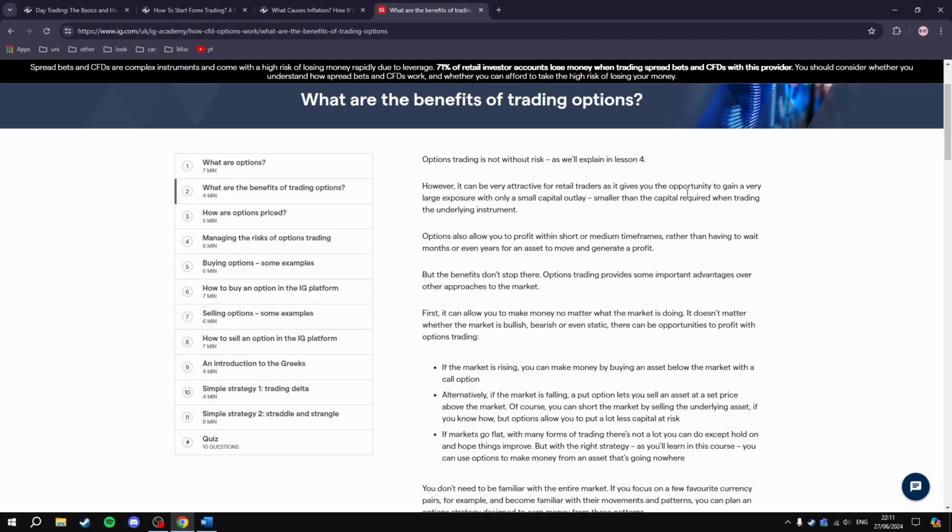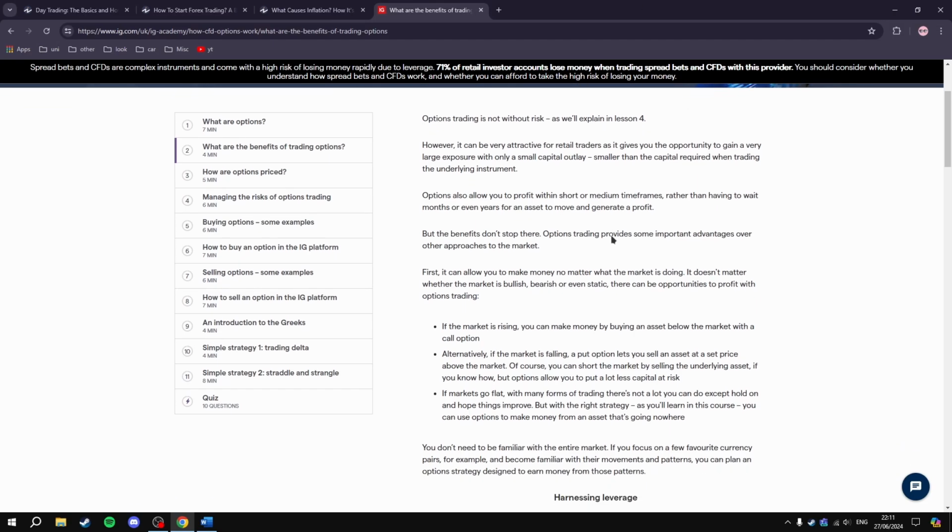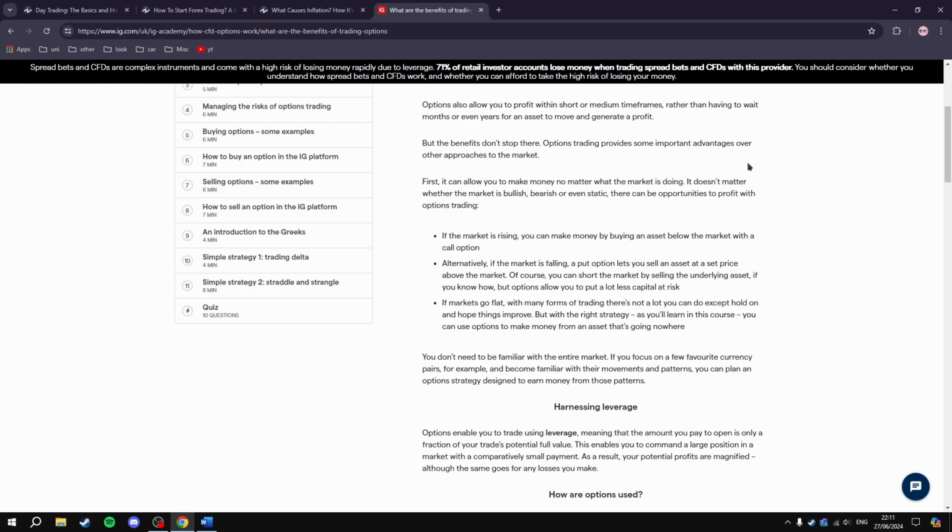But the benefits don't stop there. Options trading provides some important advantages over other approaches to the market. First, it can allow you to make money no matter what the market is doing. It doesn't matter whether the market's bullish, bearish or even static, there can be opportunities to profit from options trading. So it gives you three scenarios.